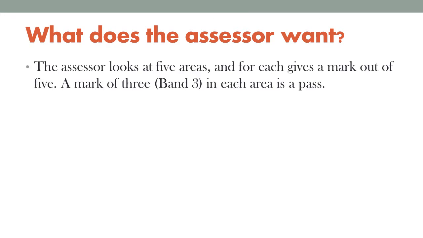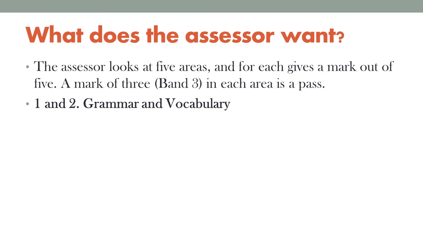So they look at 5 areas in total, and in each area they give a mark out of 5. A mark of a 3, or what we call band 3, which would be then 60%, is a pass. That's what you should be aiming for at the minimum. But you don't have to pass each particular part to pass overall, and you don't of course have to pass the speaking paper to still pass the exam, although it helps.